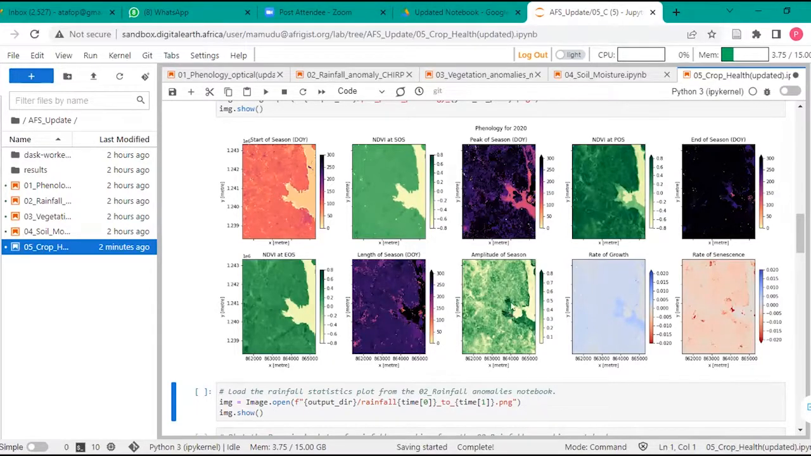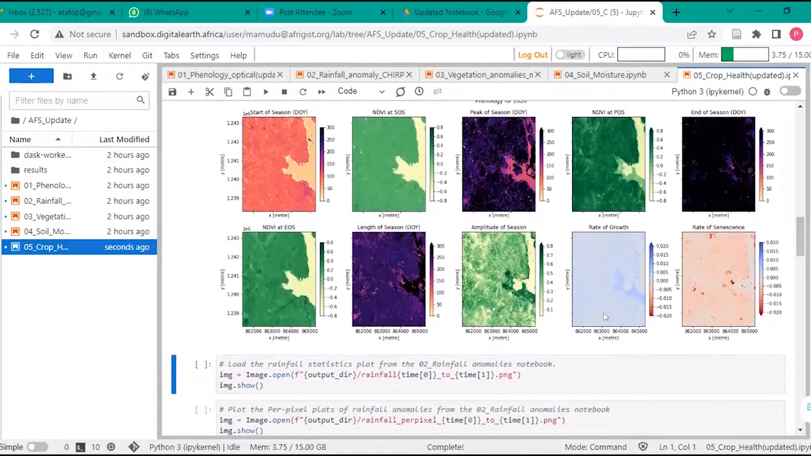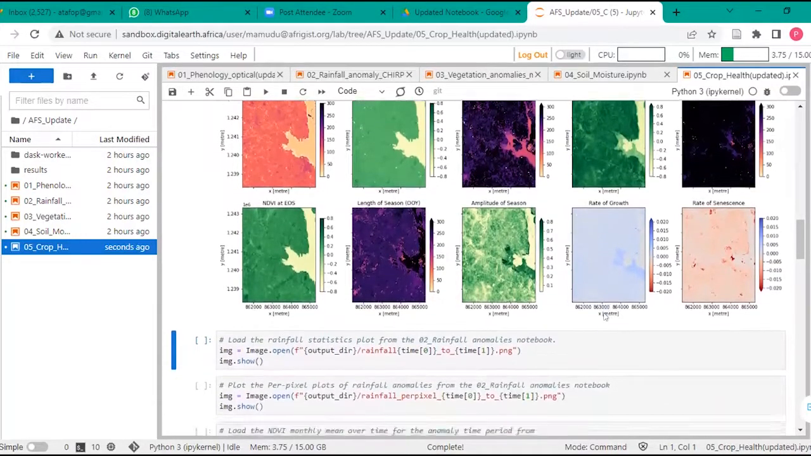The amplitude of the season, the NDVI amplitude, the rate of senescence, and the rate of growth of plants in the area. Rate of senescence has to do with the rate of dryness of vegetation in the area, and the rate of growth is the rate of greenness of the area. So this is the phenology of our study area.